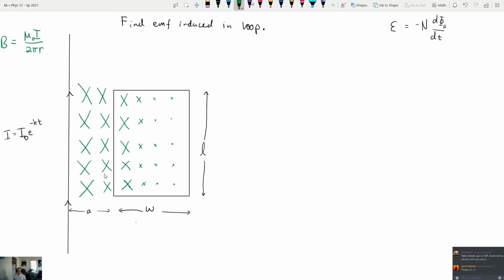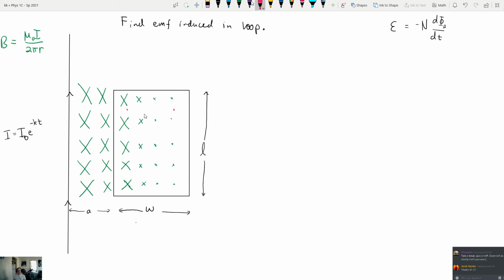Now, how do we calculate the flux? Normally we would just do B times A, which would be B times L times W, and that is what we're going to do. But because the magnetic field is not the same throughout this entire object, it's not that simple. I can't just take B and multiply it by L times W. And why not? Well, because the B at this location is not the same as the B over here.